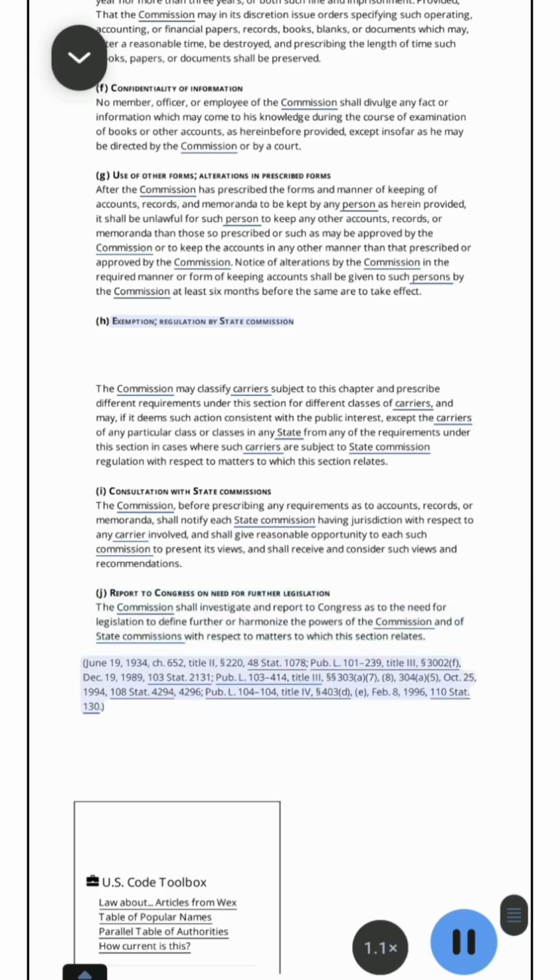June 19, 1934, ch. 652, Title II, Section 220, 48 Stat. 1078, Pub. L. 101-239, Title III, Section 3002(f), Dec. 19, 1989, 103 Stat. 2131, Pub. L. 103-414, Title III, Sections 303(7), (8), 304(5), October 25, 1994, 108 Stat. 4294, 4296, Pub. L. 104-104, Title IV, Section 403(d), (e), Feb. 8, 1996, 110 Stat. 130.